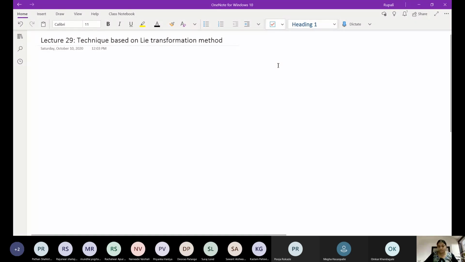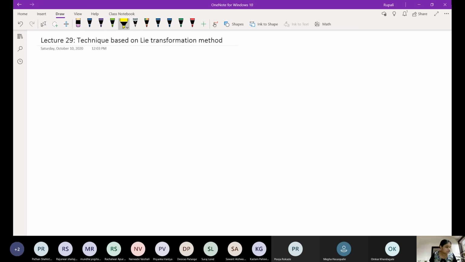So today we will complete this second unit. Last section is remaining. That is, we have to see a technique which is based on Lie transformation method. In this method, we will see how to choose a dependent variable that will linearize a non-linear equation of the form.